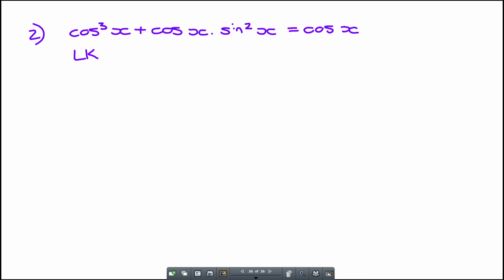At 2 they gave me cos to the power 3x plus cos x times sin squared x is equal to cos x. Okay, so we had to go and prove these identities. Right, so the first thing, I'm going to work with the left-hand side. Remember the right-hand side only had one thing, so I'm obviously not going to work with it.